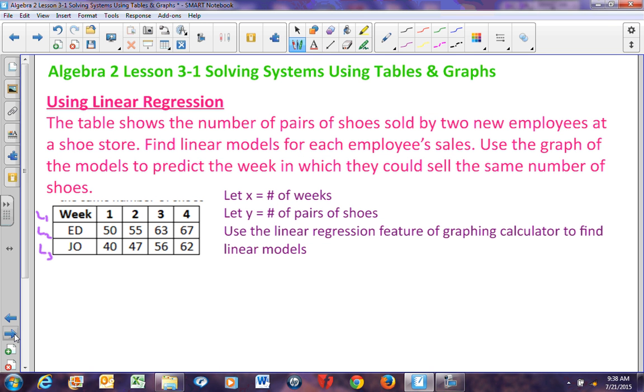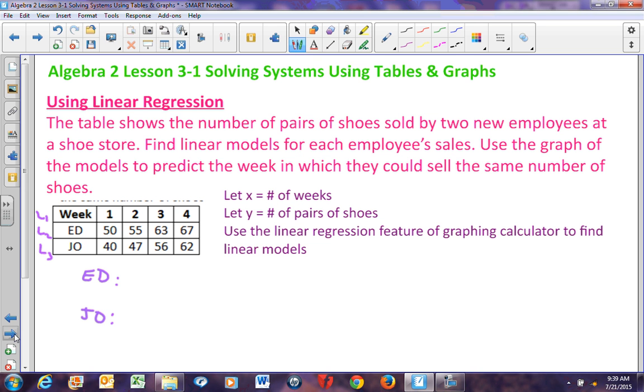Okay. Actually, no, let's calculate this. I was wrong right the first time. Go to your stats key, go to calculate, go linear regression, which is 4. For your x list, put L1, and for your y list, put L2. There's going to be 2 equations, an equation for Ed and an equation for Joe. Okay? And Ed is L2 and Joe is L3.